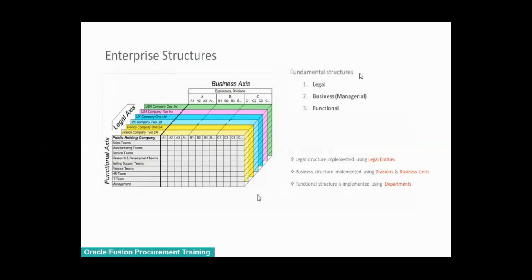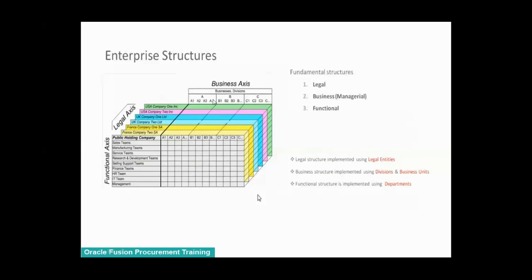The fundamental structure of a business is, look here: legal structure, business structure, and functional structure. Let's first discuss the legal structure. The legal structure is nothing but USA Company 1 Inc., USA Company 2 Inc., UK Company 1 Limited, UK Company 2 Limited. All these are our legal entities.